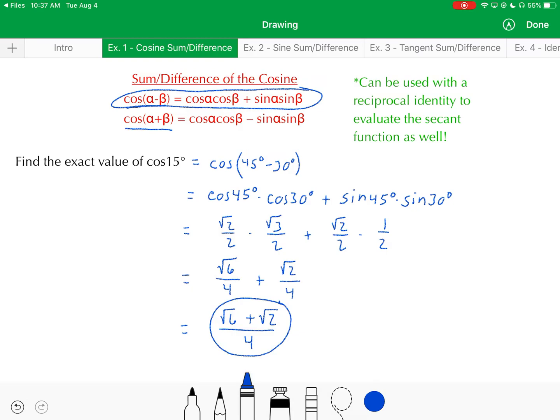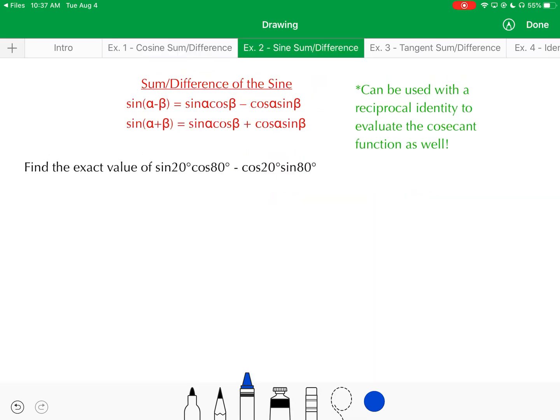Moving forward into the sum and difference formulas for the sine function. Notice they look a little different than the cosine sum and difference formulas. I think the most obvious difference is you're taking sine of the first angle and then now you're multiplying it by cosine of the second angle. All right, so let's find the exact value of sine of 20 degrees times the cosine of 80 degrees minus the cosine of 20 degrees times the sine of 80 degrees.